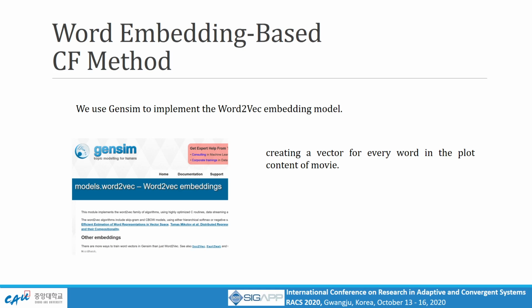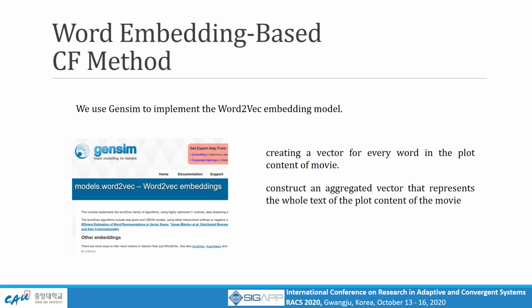The first step is creating a vector for every word in the plot content of the movie, and the second step is to construct an integrated vector that will represent the whole set of the plot contents of the movie. In this work, we use the average value of the vectors to obtain the final vector of the plot contents. And finally, every plot content of the movie has been converted to a semantic vector. Compared to the conventional TF-IDF vector or bag of words model, the vector is a better representation for the plot content of movies in our database.